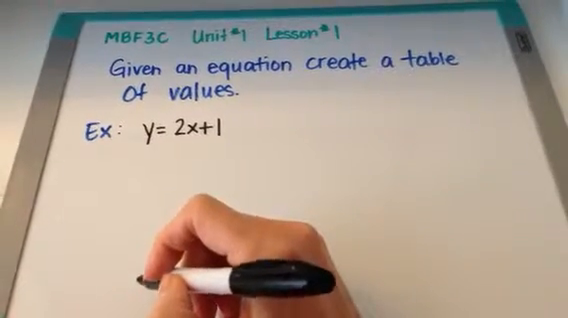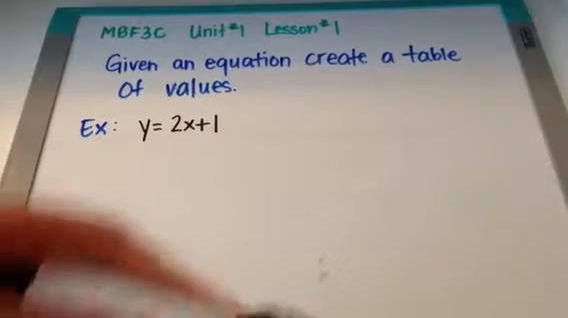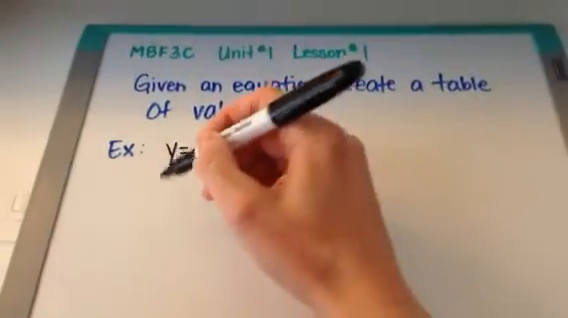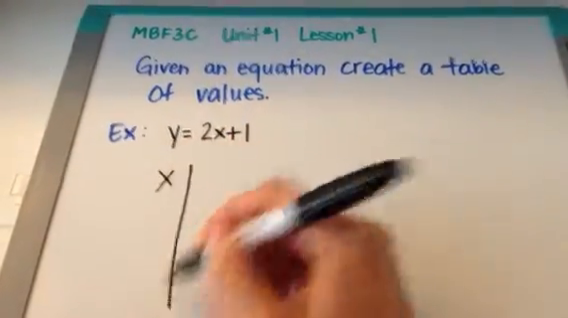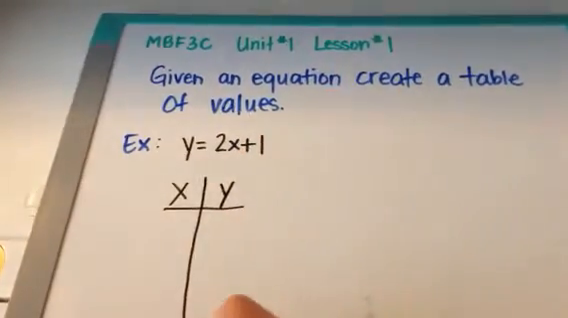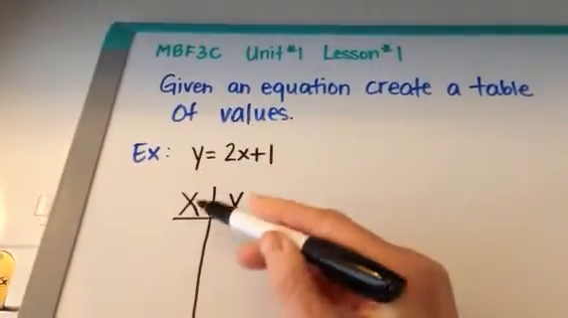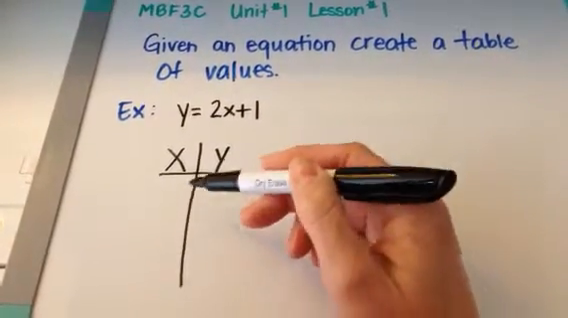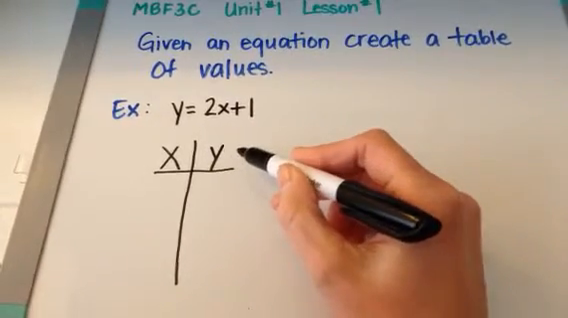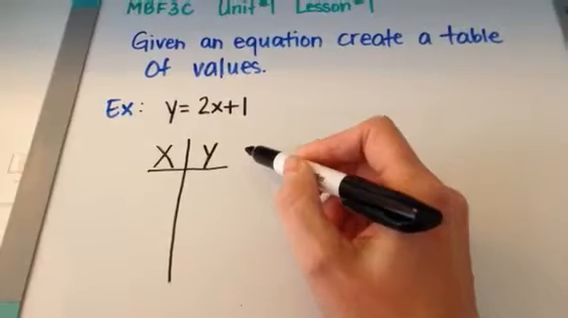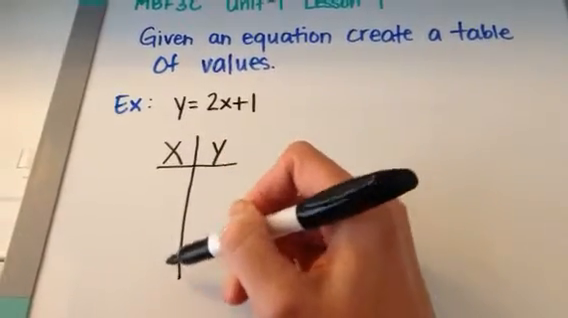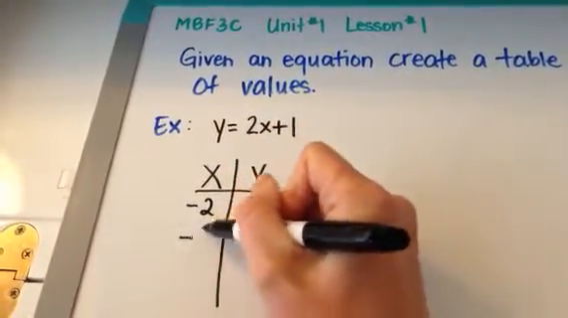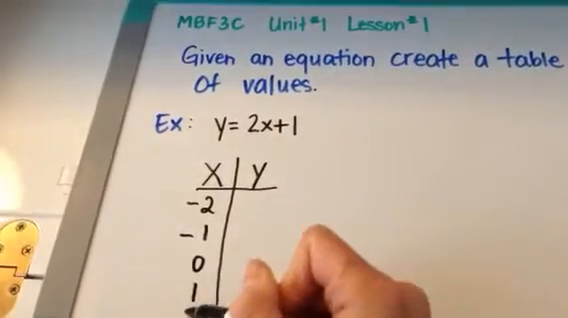So if we are asked to use a table of values to plot the graph, you have to create the table of values. To create a table of values, you obviously need x and y values. Now, when you're creating it, the x value is the independent value, which means you can pick the x value. The y value is the dependent value, it will depend on what you have chosen for x. So I'm going to randomly choose a few different values: -2, -1, 0, 1, and 2.